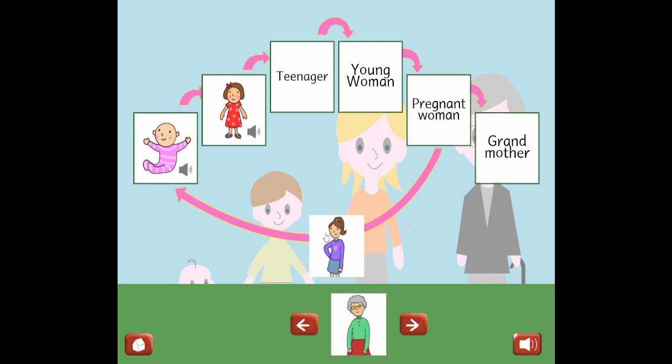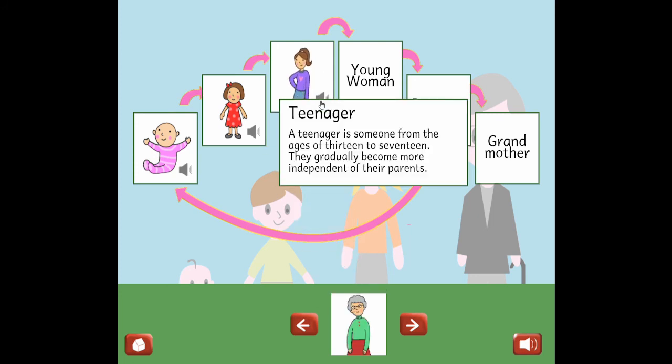Teenager. A teenager is someone from the ages of 13 to 17. They gradually become more independent of their parents.